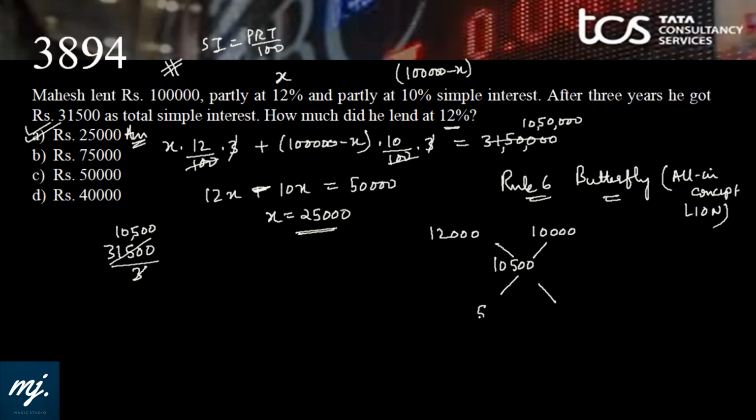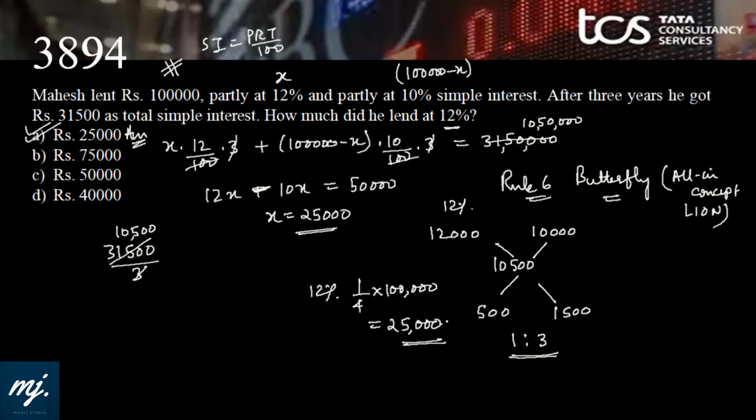The difference between 10,000 and 10,500 is 500. The difference between 12,000 and 10,500 is 1,500. So the ratio we get is 1:3. That means 1 lakh rupees is divided in the ratio of 1:3. We need the one part, the 12% part. That means the money invested at 12% is 1/4 of 1 lakh, and 1/4 of 1 lakh is 25,000. This butterfly diagram is easy, simple to calculate, and I can avoid these tedious calculations. Use the butterfly diagram. Option A is the answer.